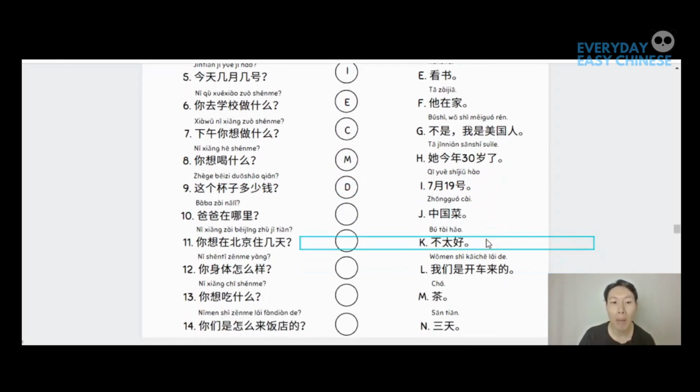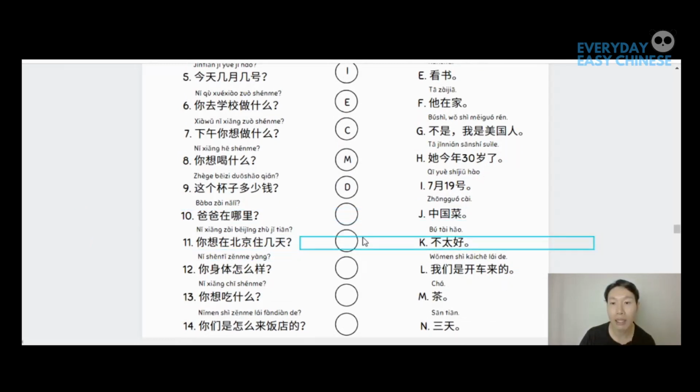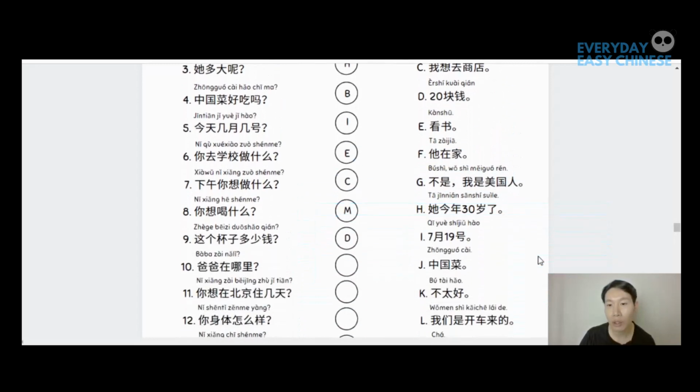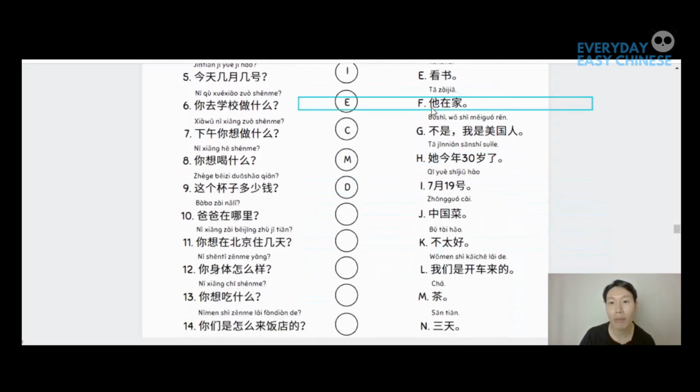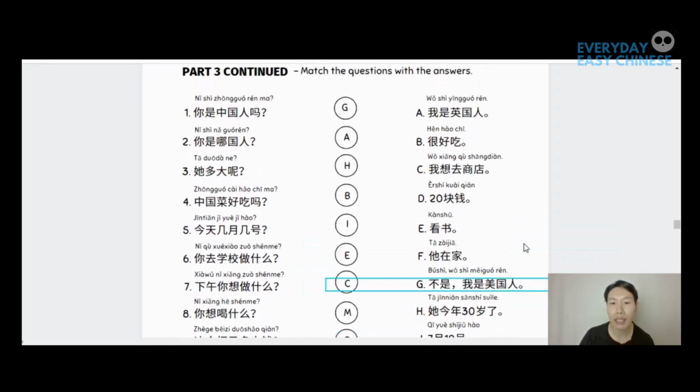Next one. 爸爸在哪里? Where is dad? Where is father? So let's look for a place. Okay, over here we see 他在家, which means he is at home. So this is F.